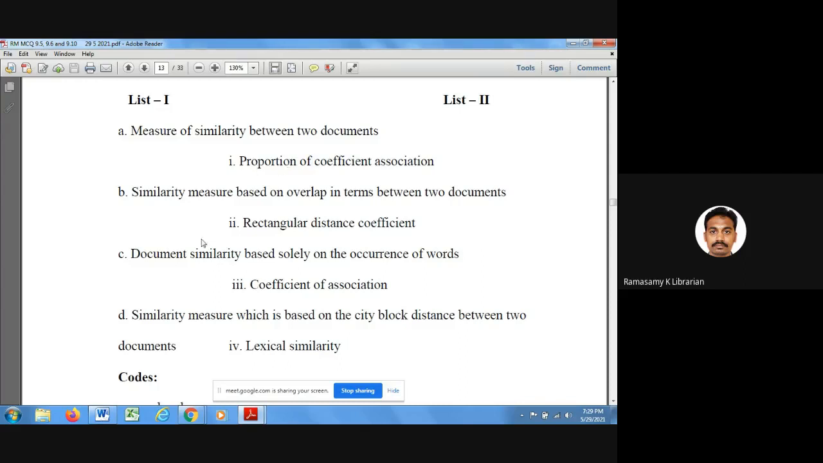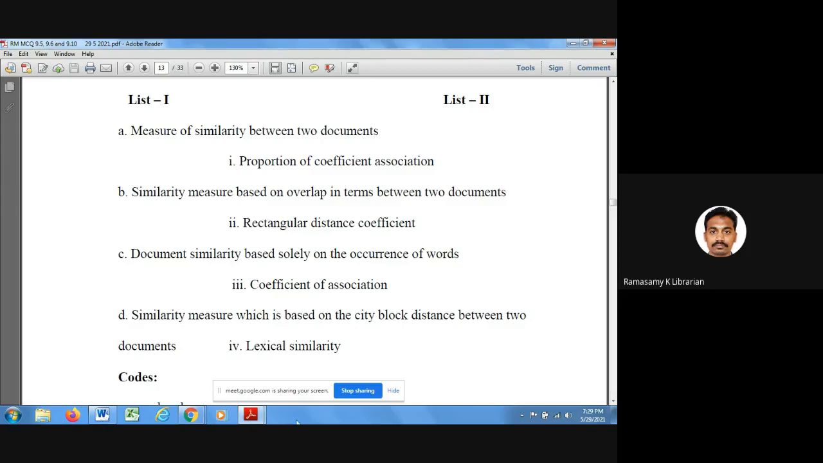Then comes document similarity based solely on the occurrence of words. We're just checking whether the same words are occurring here and there. That is called lexical similarity. Lexical means the study of lexicology, the study of words. So you're studying whether similar words are appearing in both the texts or not. That is called lexical similarity.